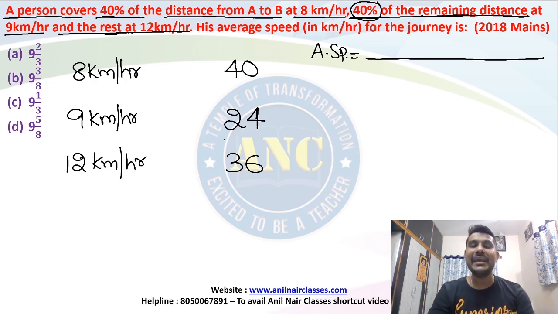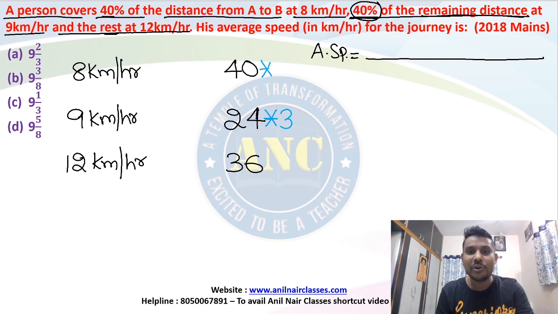That means I don't want to work with fractions. Let me use a different color. I want to avoid fractions. If I want to avoid fractions, I will not take distances as 40, 24 and 36. 24 should be multiplied by some number, and that number when you divide by 9, you should get a whole number. That means 24 into 3, 72. 72 divided by 9 is a whole number.